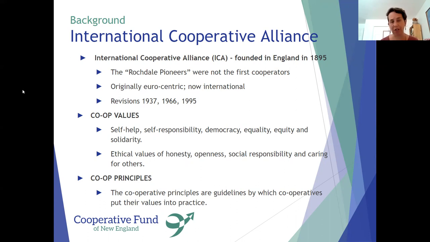Like right now there's a move to add an 8th principle of racial equity. I think they're working on how they're going to formulate that, but it really is an ongoing evolution of how we define what we're about as cooperators.